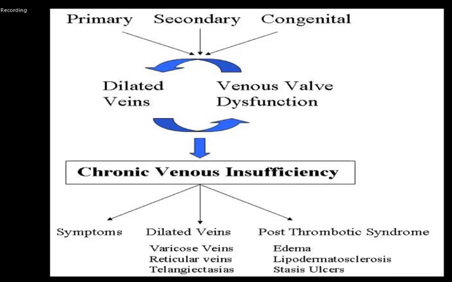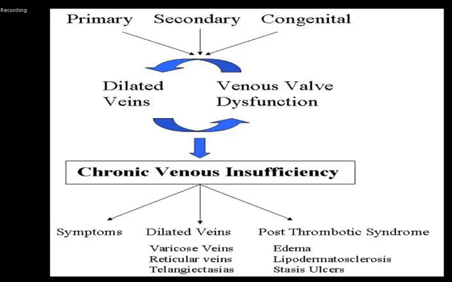But in all these, the pathology will be the same. There will be dilated veins and there will be venous valve incompetency. So ultimately, it will lead to chronic venous insufficiency. So when there are varicose veins or chronic venous insufficiency, you will have three types of features.